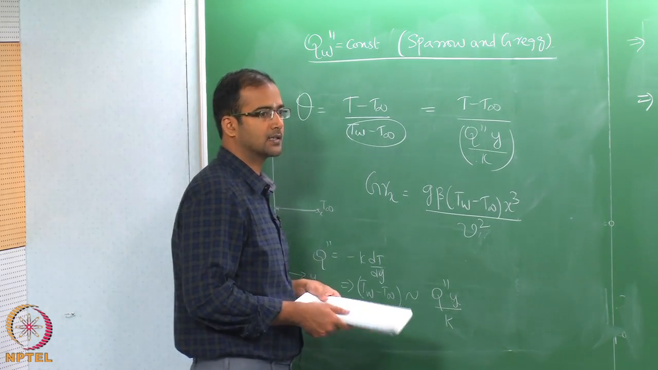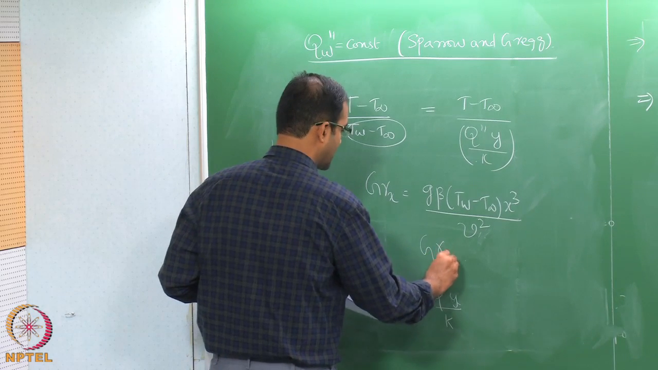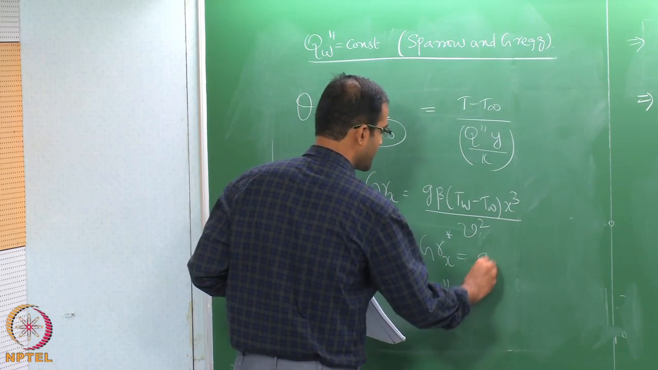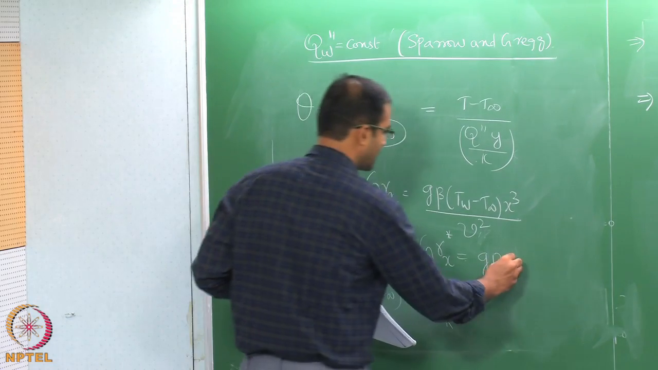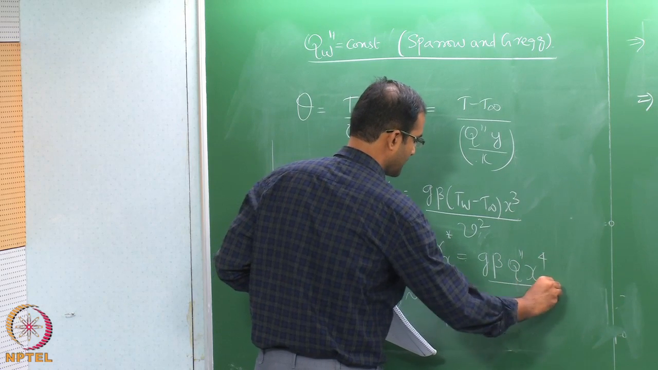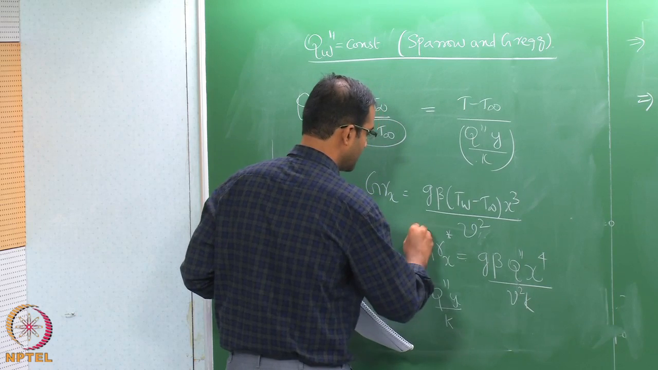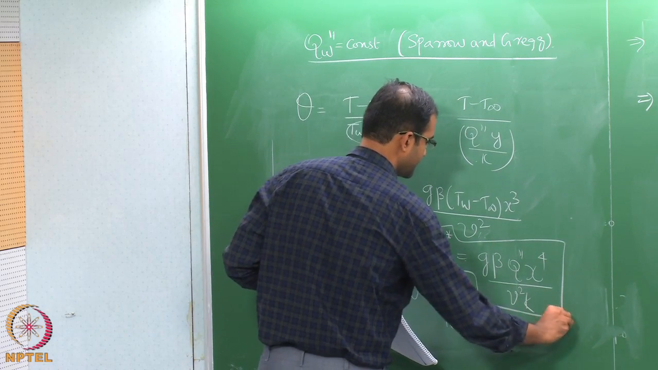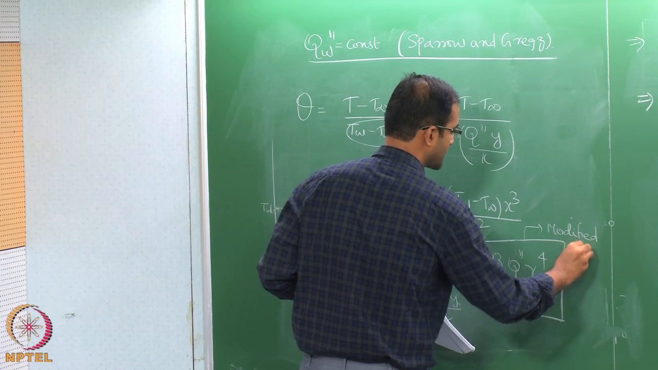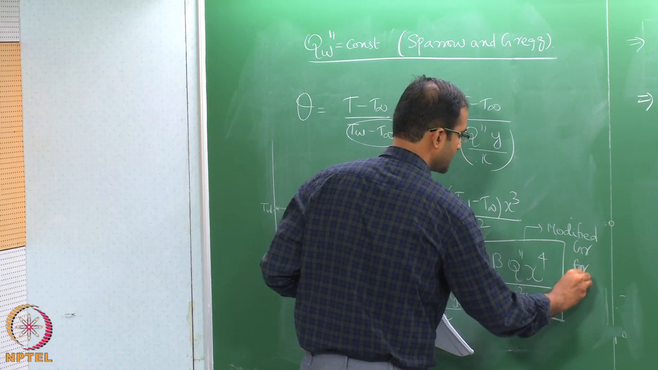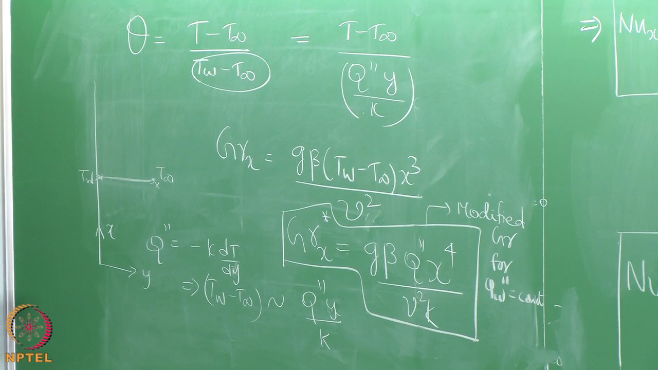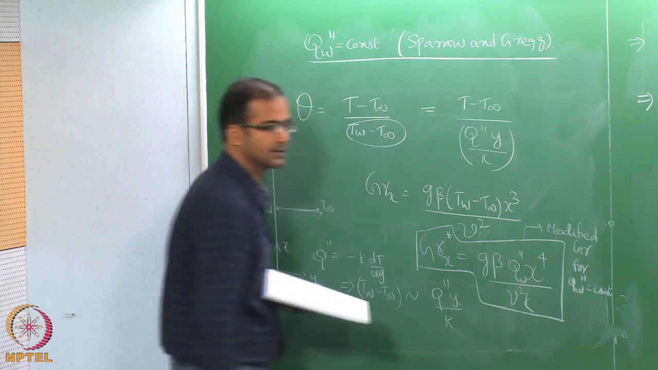So that we can define a Grashof number, we will use Grashof number star now to differentiate this from the conventional Grashof number. This will be based on your heat flux. So this will become q double prime x to the power 4 by nu square k. This will be the modified Grashof number for the constant wall heat flux boundary condition. So we know what the wall heat flux is.